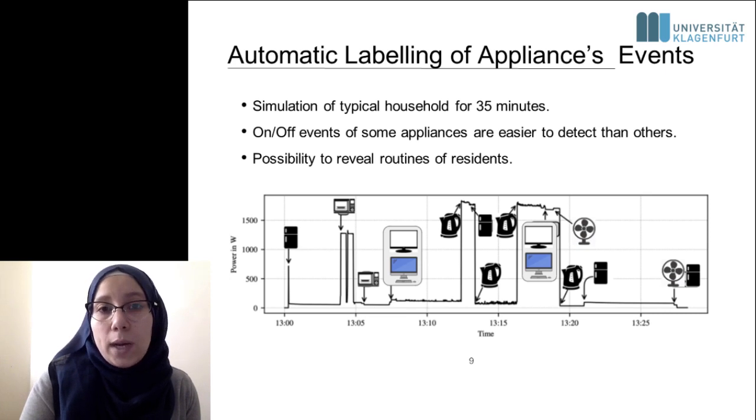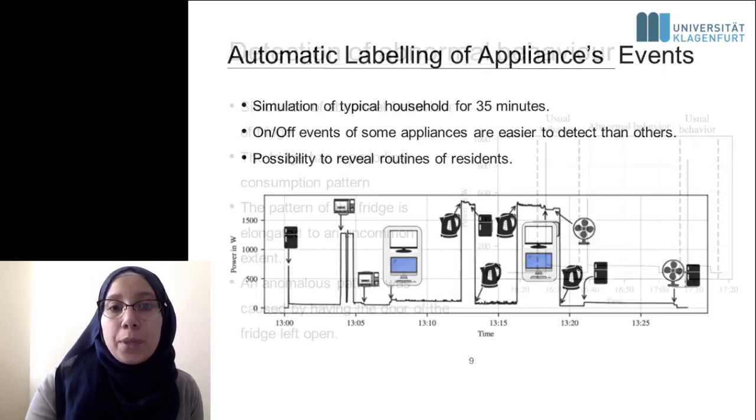And the second one is that such a system can provide the possibility to reveal routines of residents if it is observed for longer periods, for example, for days or months. And this would help to identify the habits and the routines of elderly people and help to monitor them and detect if there is something wrong with their behavior.